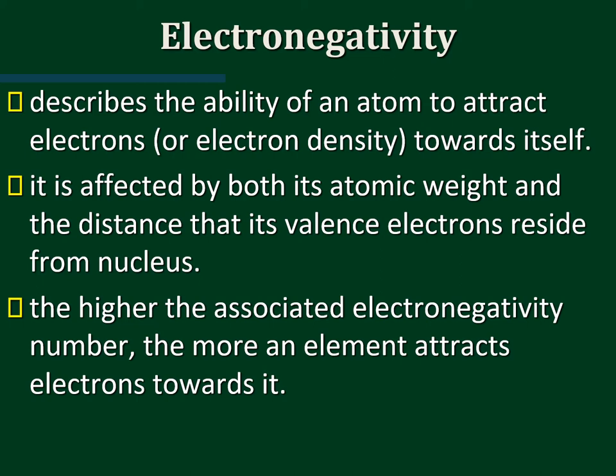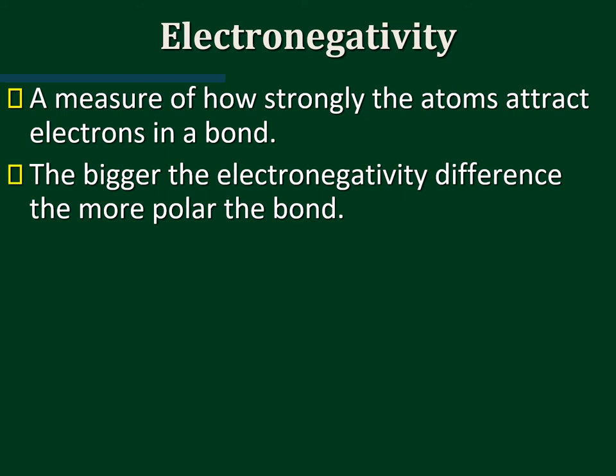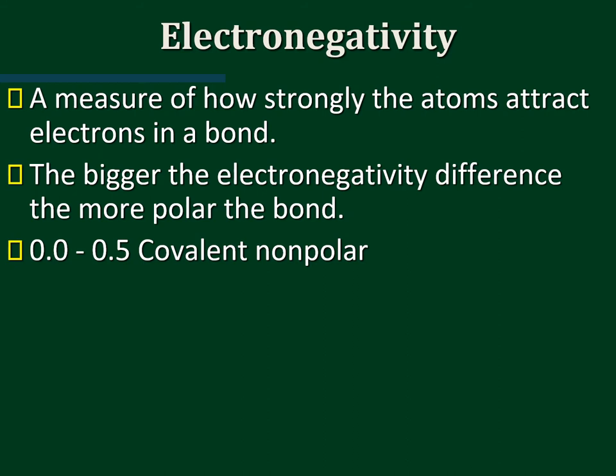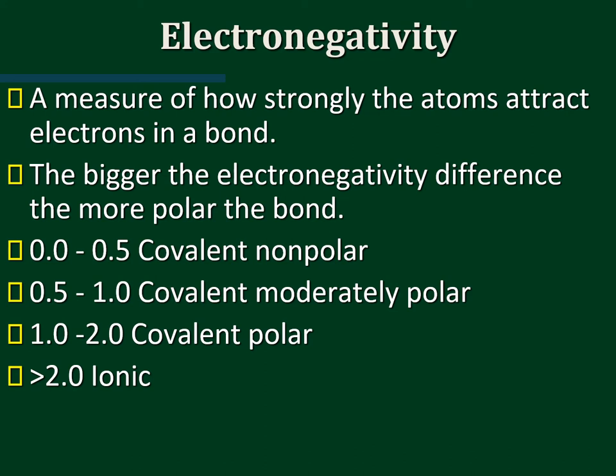So, electronegativity is a measure of how strongly atoms attract electrons in a bond. The bigger the electronegativity difference, the more polar the bond. 0.0 to 0.5 is covalent nonpolar. 0.5 to 1.0 is covalent moderately polar. 1.0 to 2.0 is covalent polar, and greater than 2.0 is ionic. So use the electronegativity table to determine this.